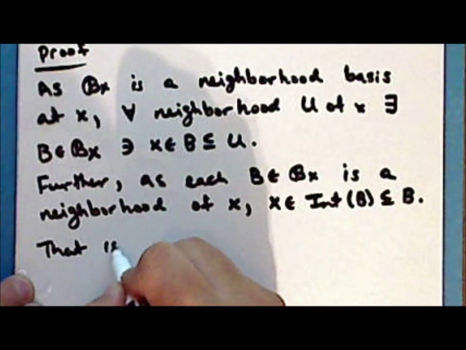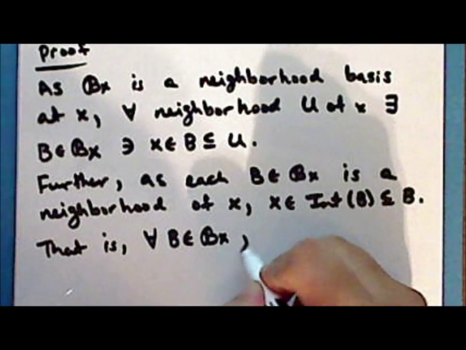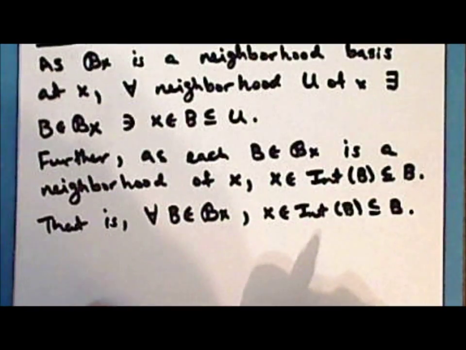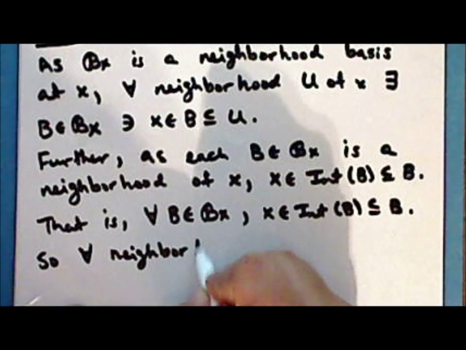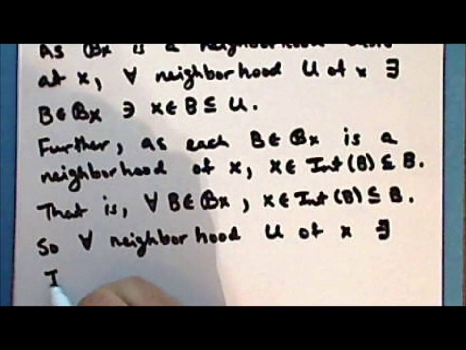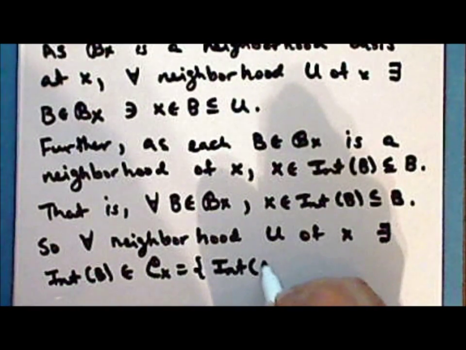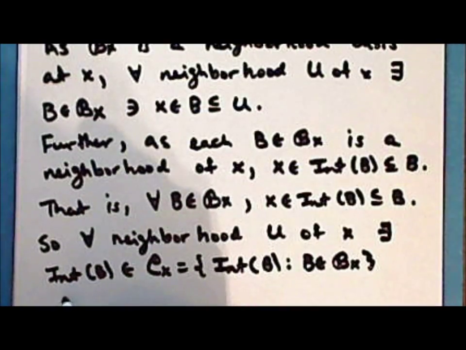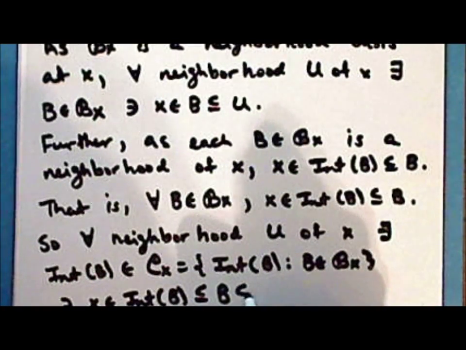That is, for every set in the neighborhood basis, the point x is in the interior of that set, which is a subset of the set B. And so for every neighborhood U of x, there exists an element which is the interior of a set B in the collection script C sub x, which is the set of all such elements, where B is in the neighborhood basis, such that the point x is in this set, which is a subset of the set B, which in turn is a subset of the set U.